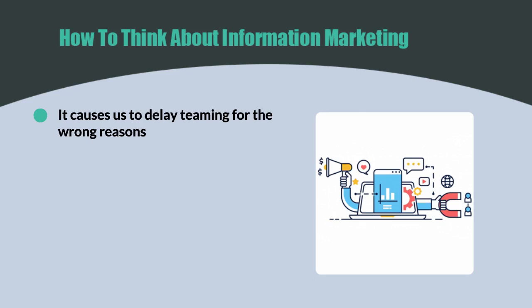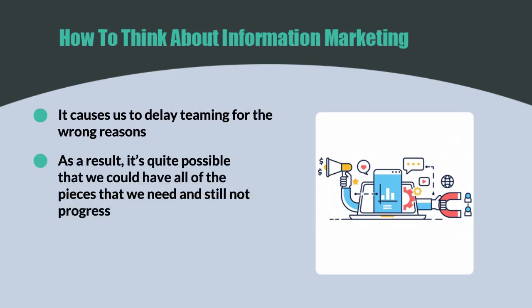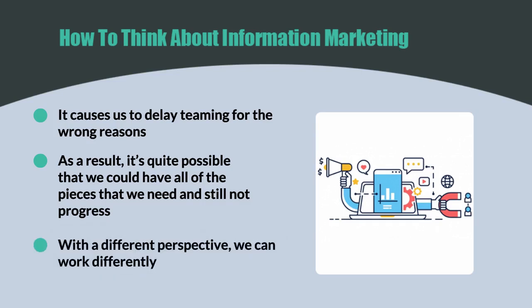Now, here's the key to this, right? It's quite possible that we already have all the pieces that we need and we could still not progress. Right, so you can have everything, and this is the part that I think frustrates people. You know intuitively when you have everything you need. You've got everything in place, but somehow or another, you're not progressing at the point at which you want to progress. So how do you move forward? I'm going to suggest a different perspective to you on your information marketing and how you work with it. Right? Let's look at this differently and use some different language.